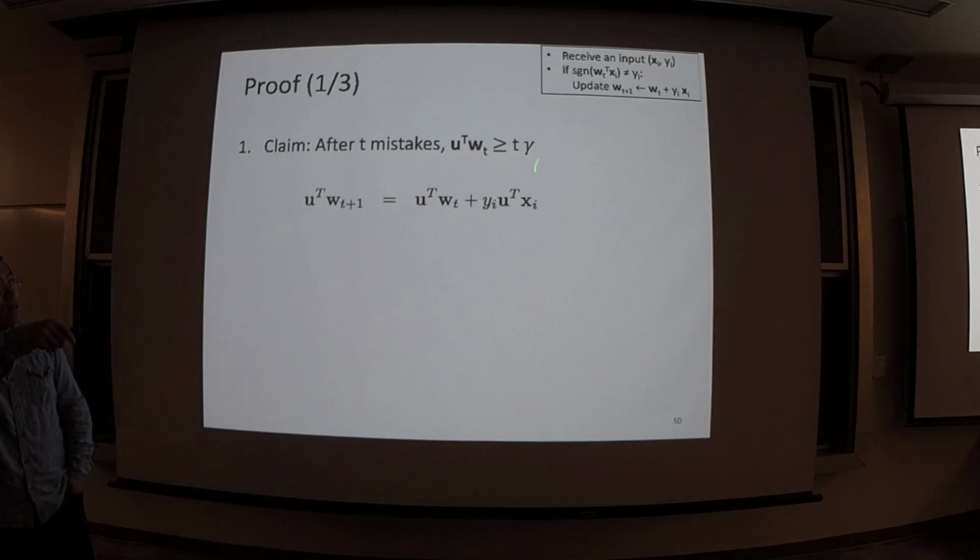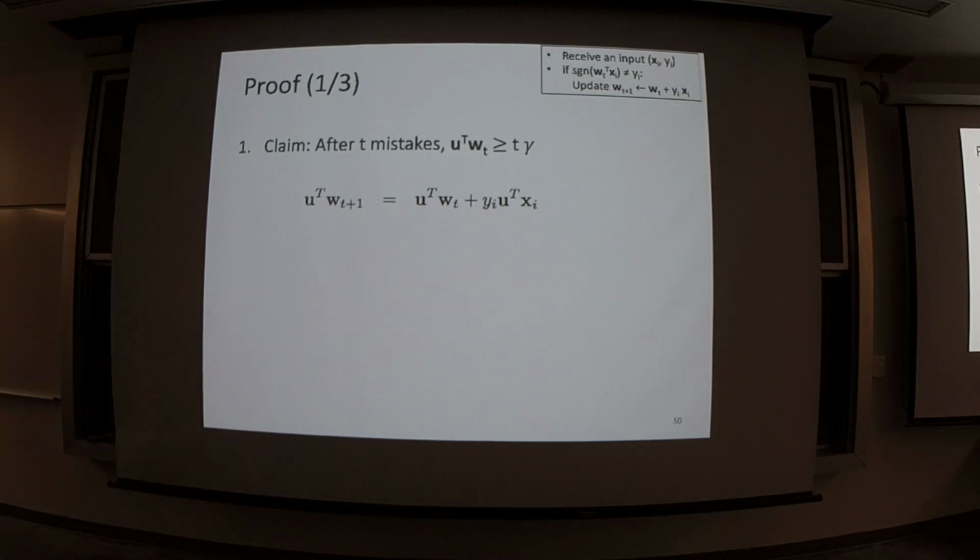So again, I just want to remind you that gamma is the margin of u for the data set. T is the number of mistakes we have made so far. So how can we show this? Suppose we have made t mistakes; let us use induction to do this.